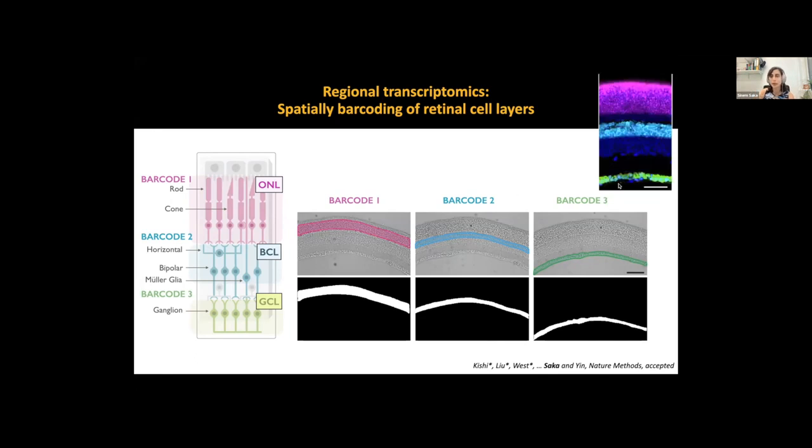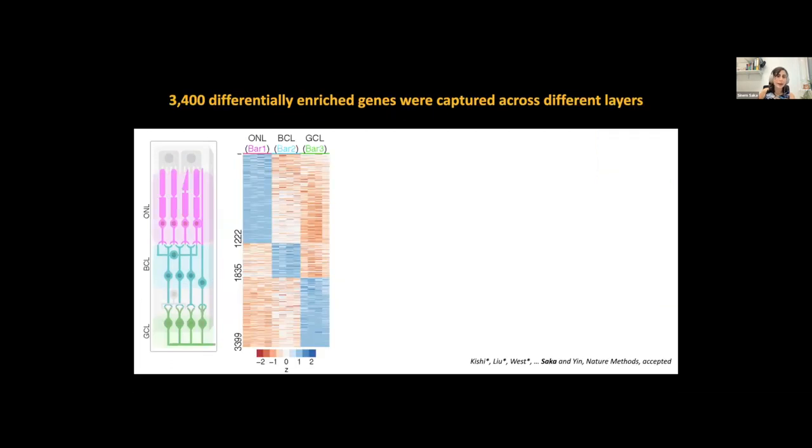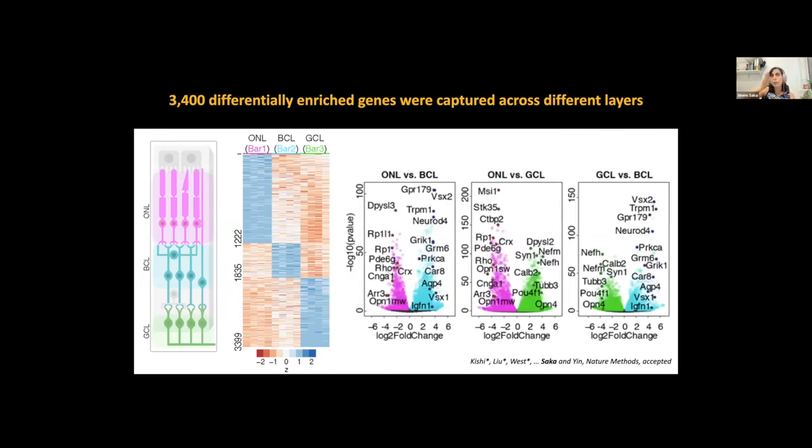This is how it looks after we incorporate different fluorophores to all of these different regions. And after the sequencing, we were able to get 3,400 differentially enriched genes across all of these different layers. So we had pretty good coverage for the different layers. I will probably not go into all of the details of the targets, but it was really confirming the right type of cell types that come from each of these layers. So we had pretty good accuracy.